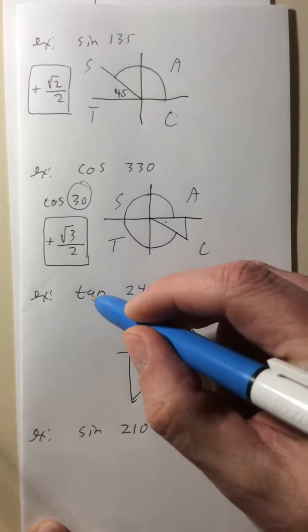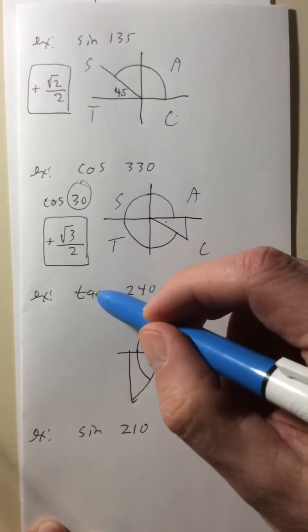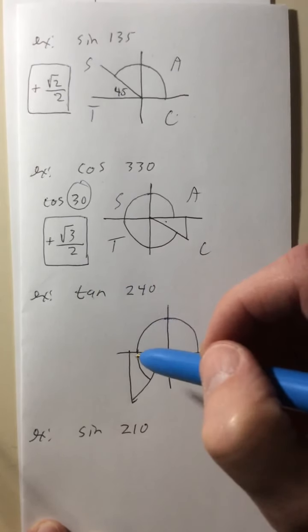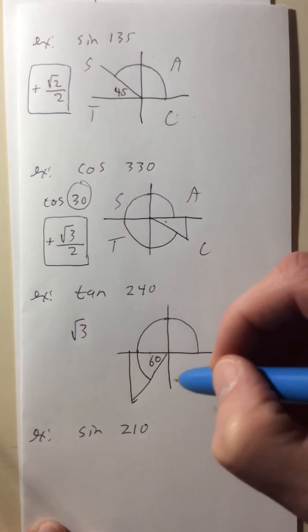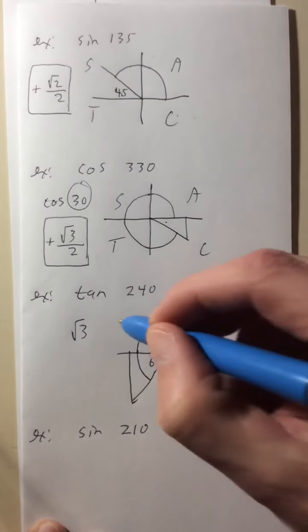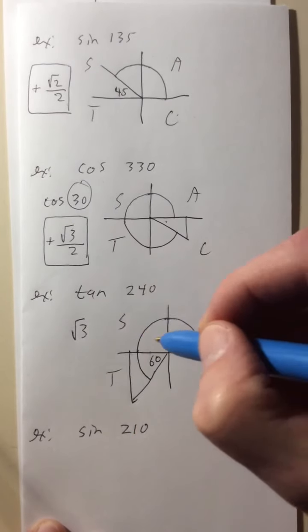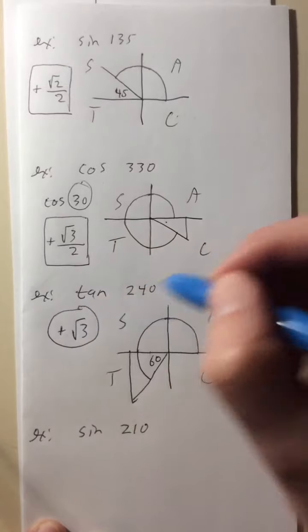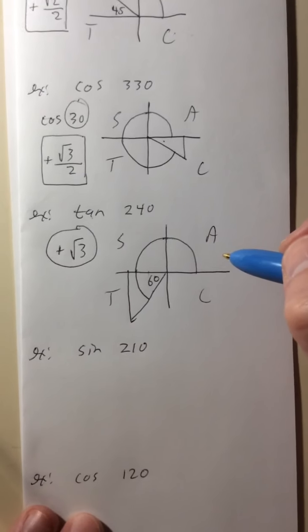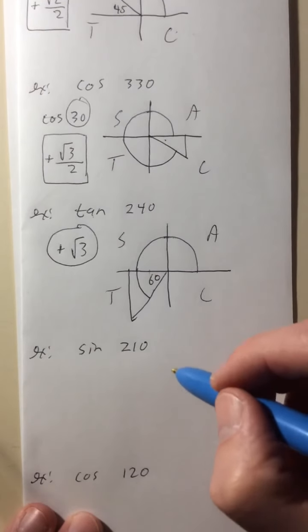So we want to know, what is the tangent of 60? Because we need to do the tangent of the reference angle. Tangent of 60 is the square root of 3. And how weird, here we are in quadrant 3, and the tangent is positive again. Don't worry, they're not all positive. So there's your answer. All right, sine of 210.